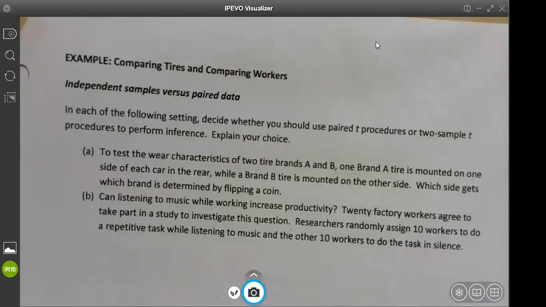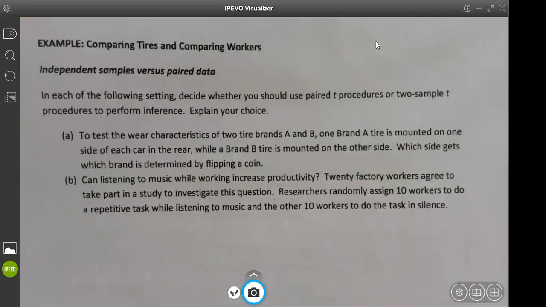All right, and then B says, can listening to music while working increase productivity? 20 factory workers agree to take part in a study to investigate this question. Researchers randomly assign 10 workers to do a repetitive task while listening to music and the other 10 workers to do the task in silence. So we need to figure out which one is which.